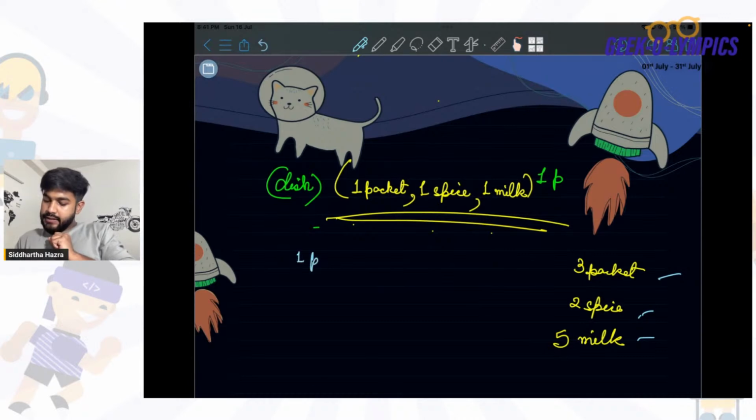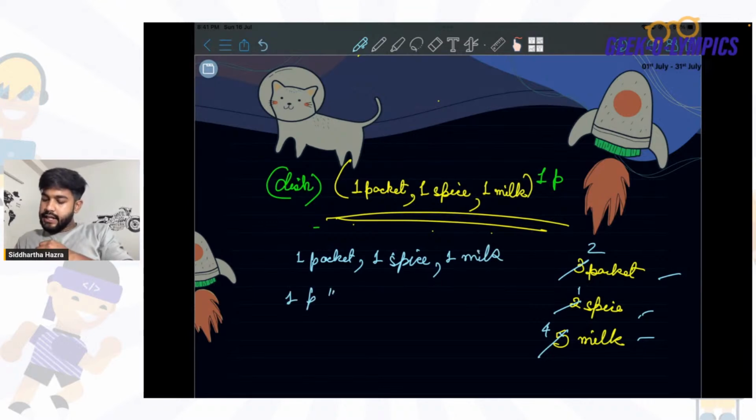if 1 packet, so now it becomes 2. 1 packet of spice is needed, and then 1 packet of milk is needed. 4 will be left. Now again let's see, 1 packet of paneer is again needed. This would become 1. 1 packet of spice, this would become 0. 1 packet of milk, this would become 3.